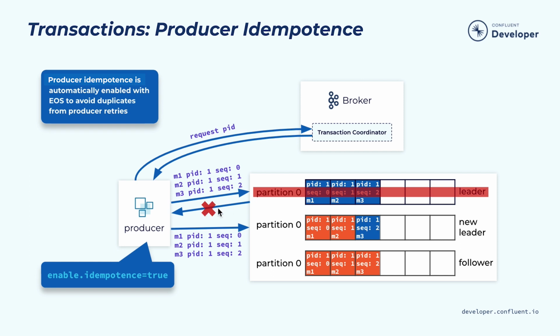Now, if the leader fails in the middle, then when the producer tries to send new data to the new leader, the new leader will notice that some of the records are duplicated and can ignore those. So by enabling exactly once capability in the streaming application, we automatically enable idempotency, and together they can guarantee this exactly once semantic for the processing of the data.